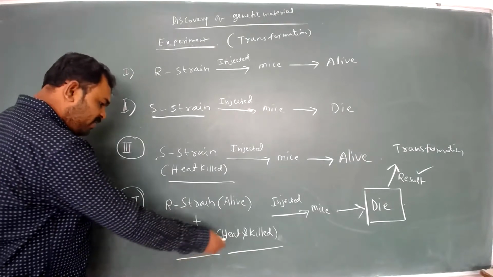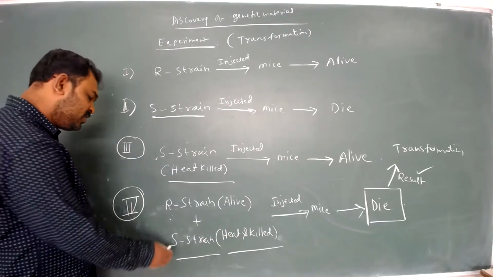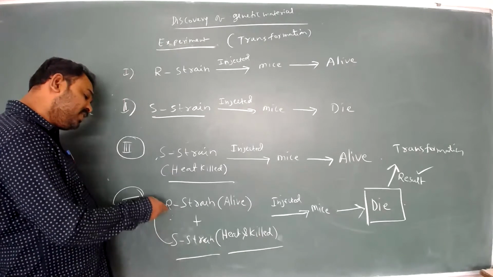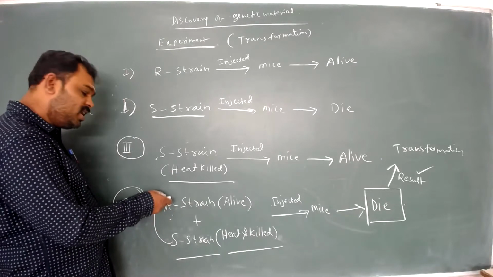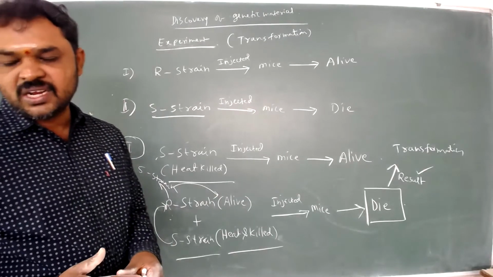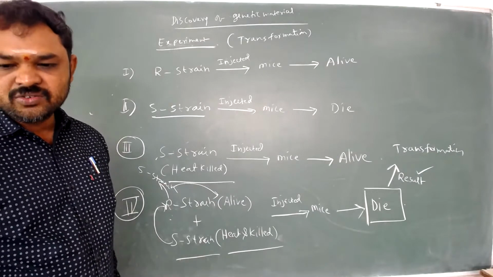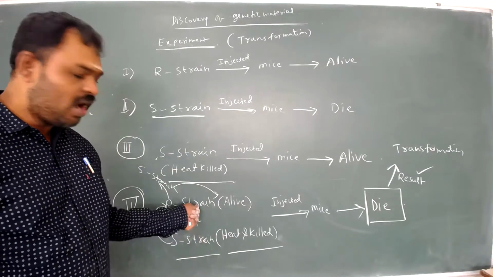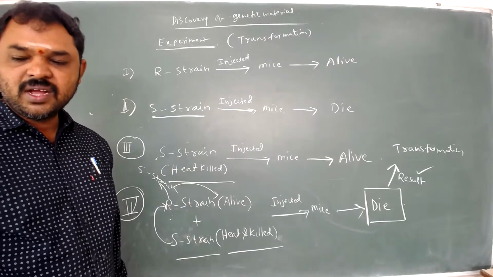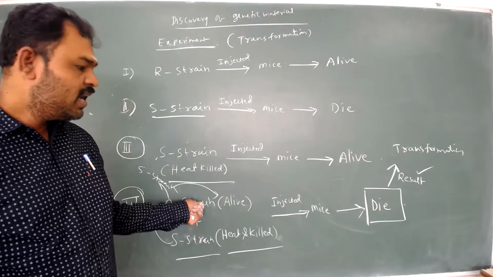Whenever the S strain is heat-killed here, its DNA is there. Where is this DNA going? Into the R strain. In the presence of S strain DNA, how will the R strain be modified here? In the presence of one strain's DNA, another strain can be transformed into another form, and that is called transformation. In this last case, the R strain can be transformed into the S strain. So the change of one strain into another strain is called transformation.